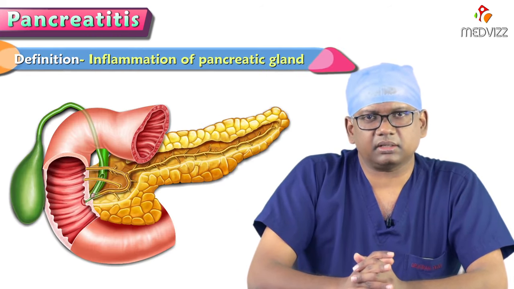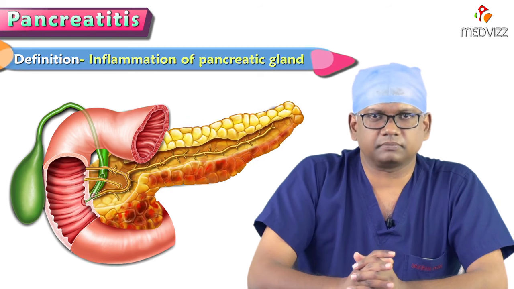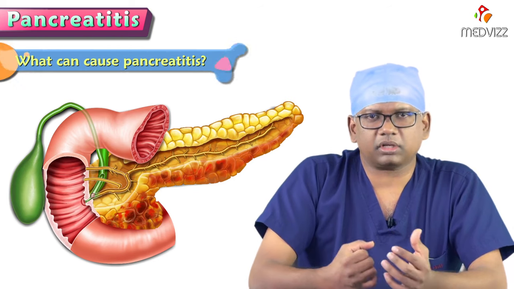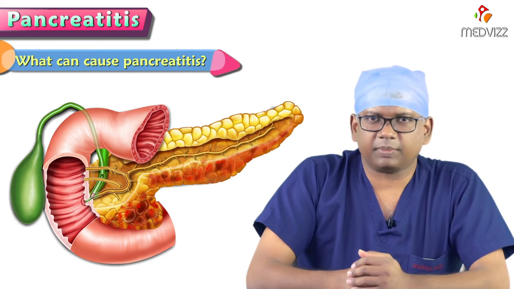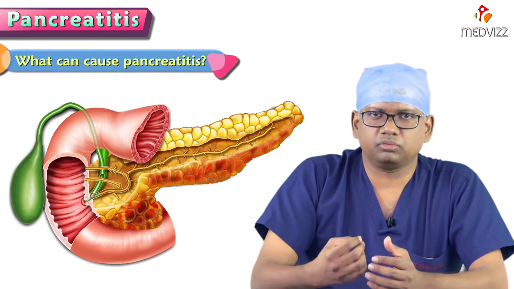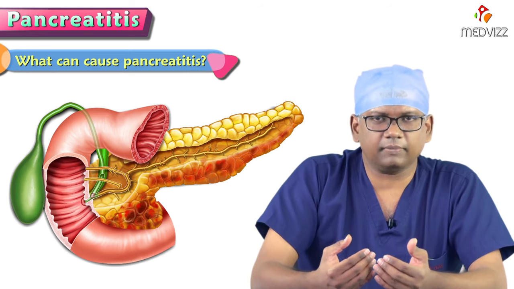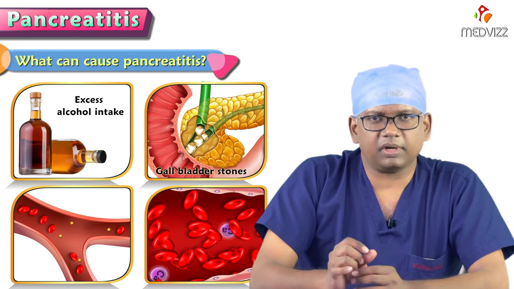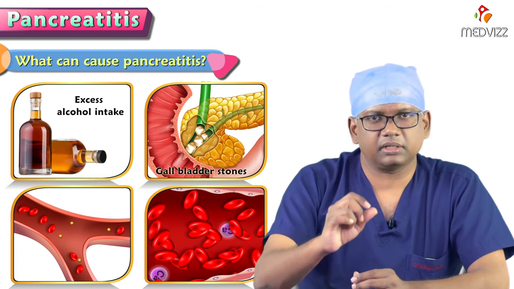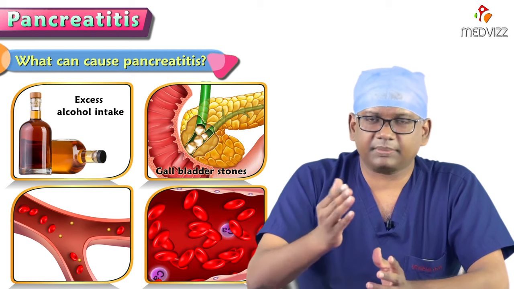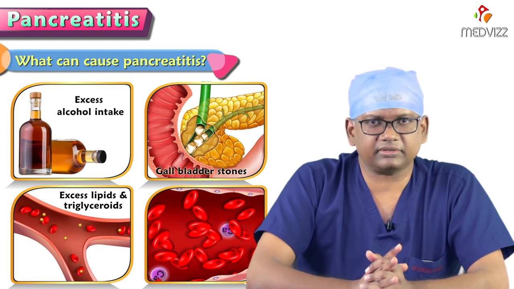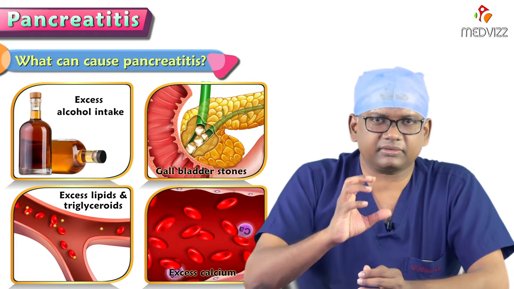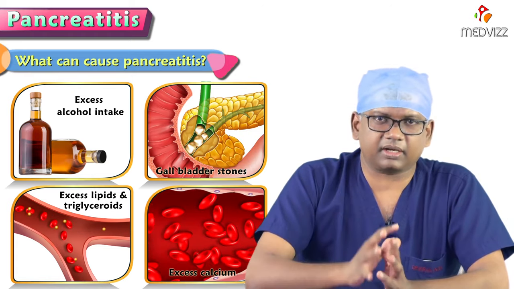Pancreatitis is nothing but inflammation of the pancreatic gland. That means swelling of the pancreatic gland. What can cause this? Acute pancreatitis is due to a sudden insult to the pancreatic organ, commonly by excess alcohol intake or gallbladder stones which drop into the bile pipe and touch the pancreas, sometimes excess lipids, excess triglycerides, excess calcium. All of this can cause inflammation of the pancreas, that is called acute pancreatitis.